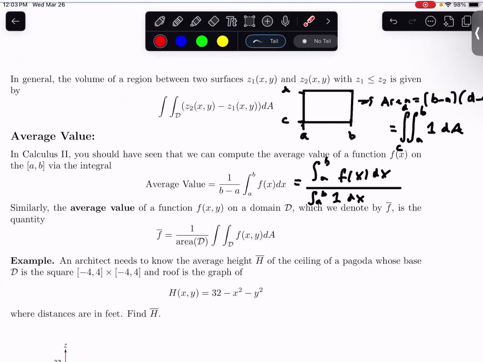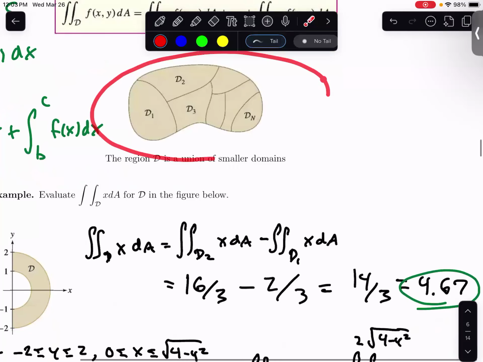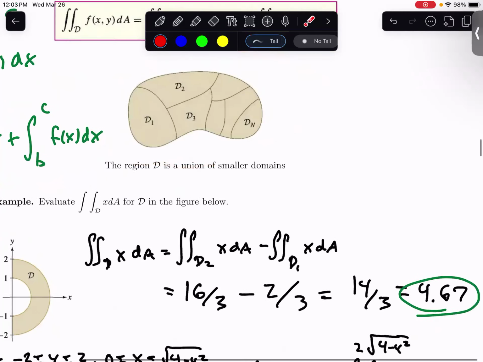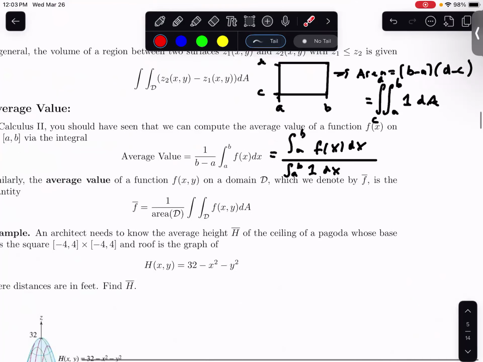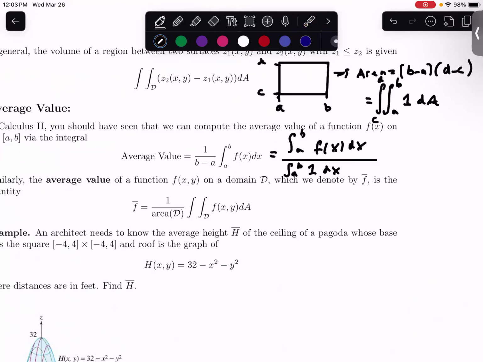Sometimes it's hard to find what this area is going to be. Sometimes you're given a rectangle, but sometimes you're given an ellipse or a circle or some weird shape like a bean or something like this. It kind of looks like a bean. And how would I find the area of that off the top of my head? It would probably be easier to think in terms of integration, right?